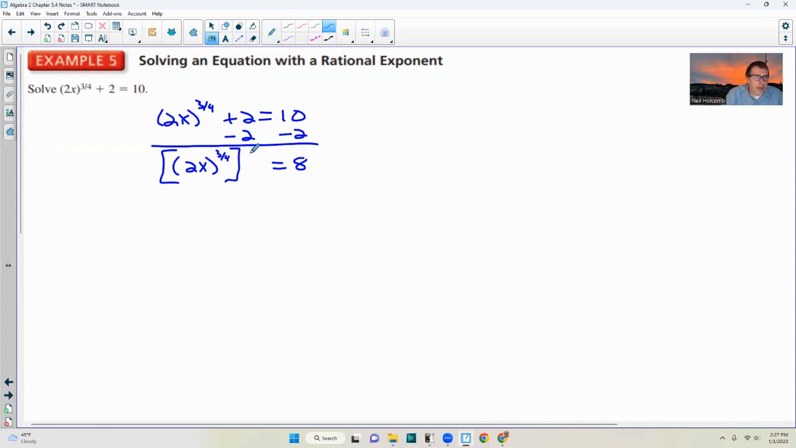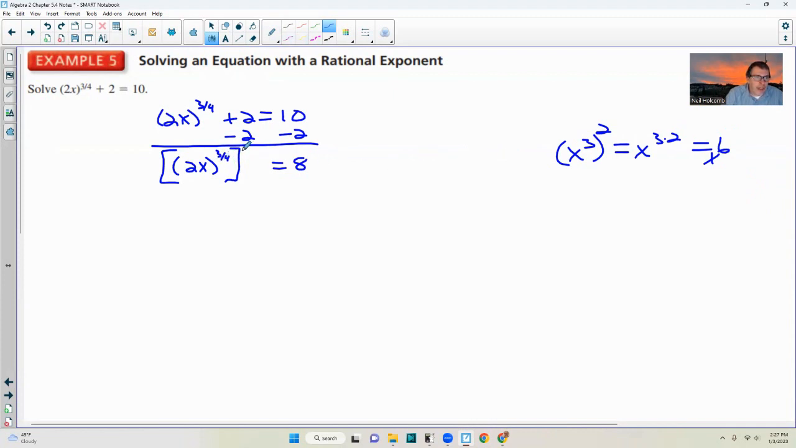And the power of powers rule says to multiply. In other words, if I have x to the 3 squared, that means we take x to the 3 times 2, which is x to the 6. Same thing here, but in this case, I want a 1.